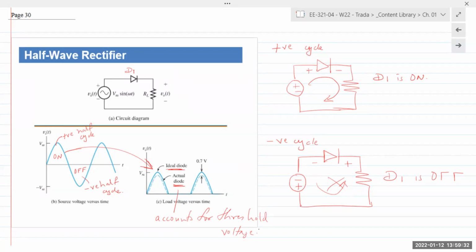Oh, it accounts for the 0.6, 0.7 volts. Yes. Because that is the voltage that is required to turn the diode on. Okay. Does the circuit make sense?